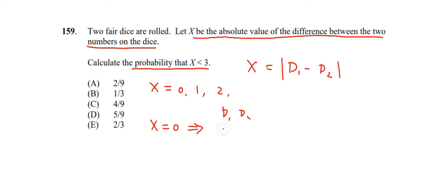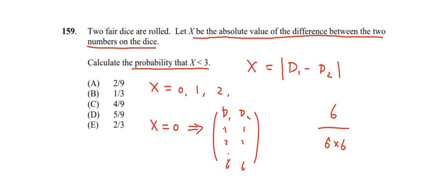So x equals 0 means D1 equals D2, like 1 1, 2 2, up to 6 6, right? So x equals 0, how many such chances? D1 can be 6 cases, D2 also can be 6 cases. So D1 equal to D2 has 6 cases, like 1 1, 2 2, right?